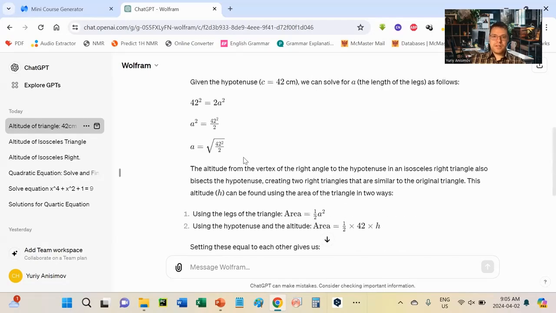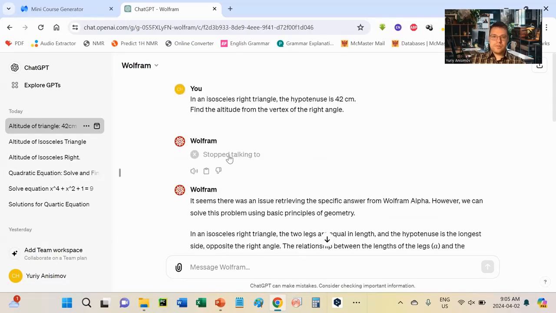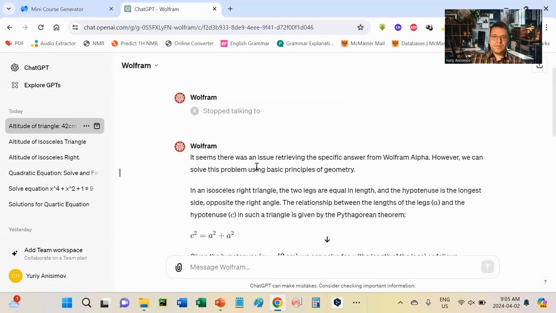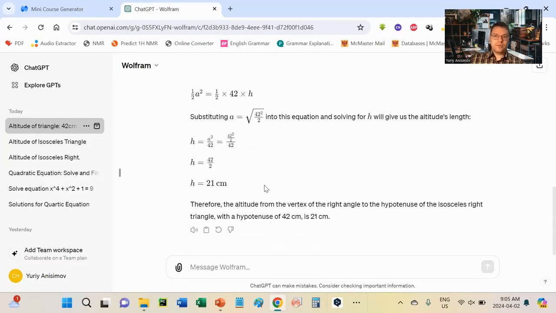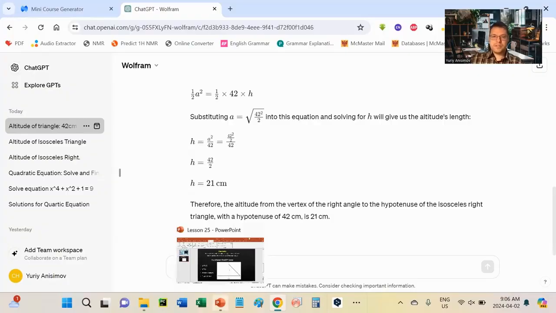But finally it's right. First it was talking to Wolfram, and then there was an issue for some reason, like some unstable connection or so. And then it came up with a different solution, but this solution is correct. Although it's a little bit long. I would offer a shorter solution. But yes, it's 21 centimeters.